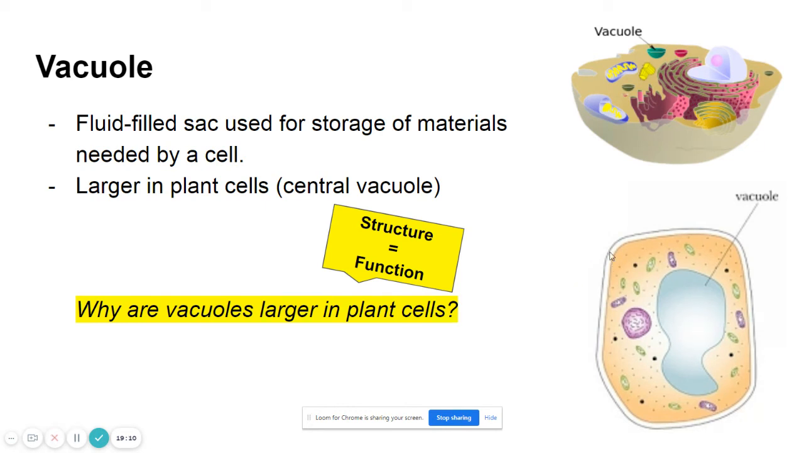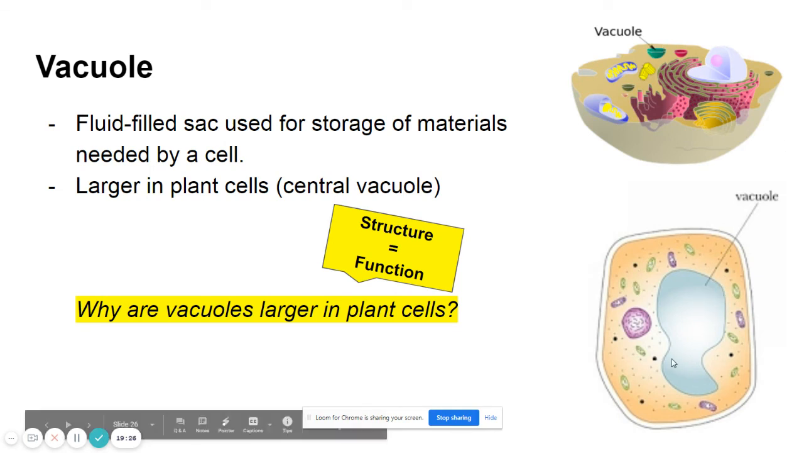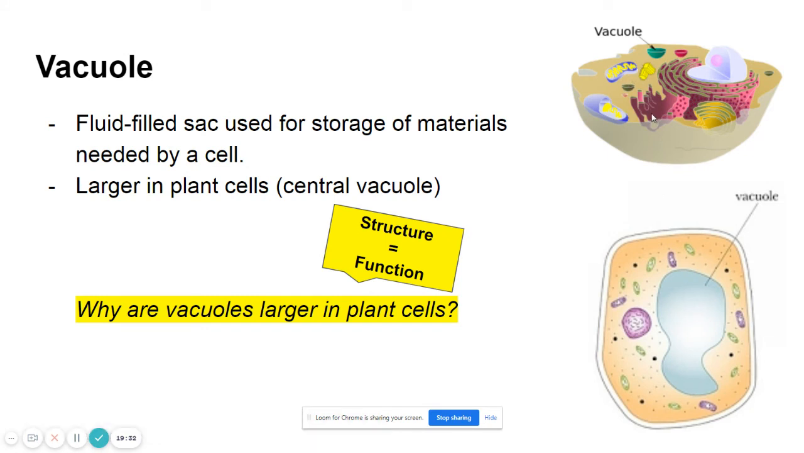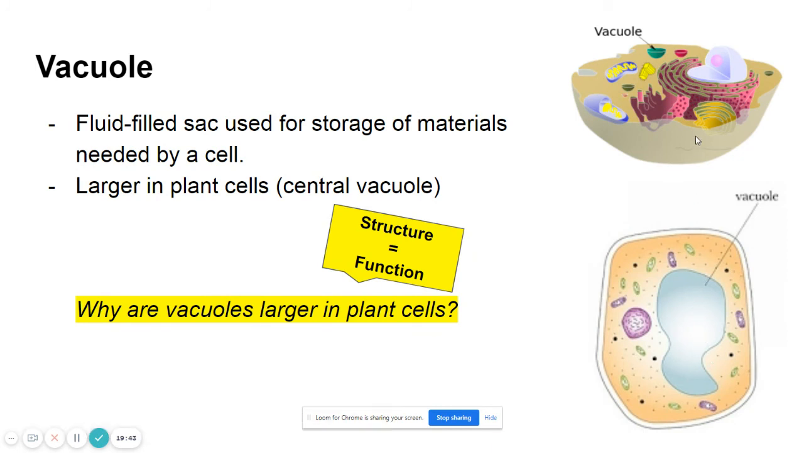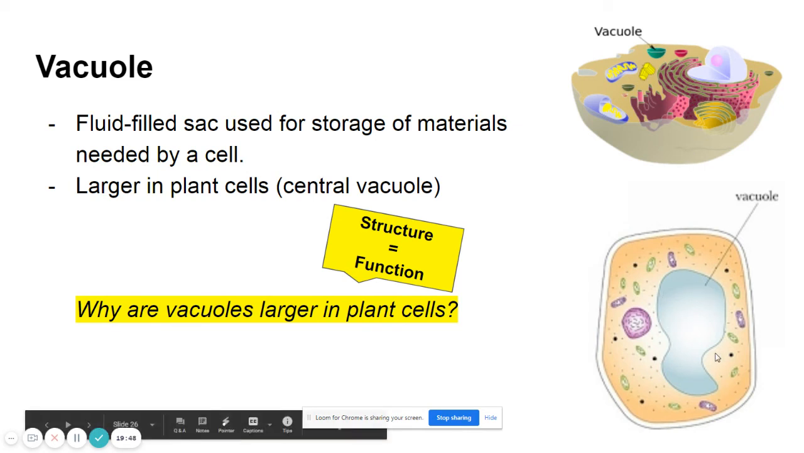Now, if we look at an animal cell and a plant cell, look at the size of the vacuole in the animal cell and look at the size of the vacuole in a plant cell. What do you notice? Right away, we can see that the vacuole is much, much larger in a plant cell than an animal cell. And this is really significant. Why do you think the vacuole is a lot larger in plant cells than in animal cells? Let's think about it. Remember that one of the things that the vacuole stores is water, right?